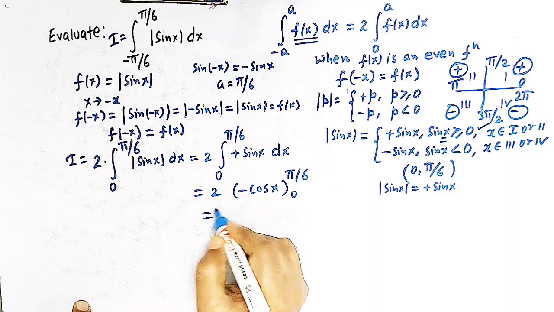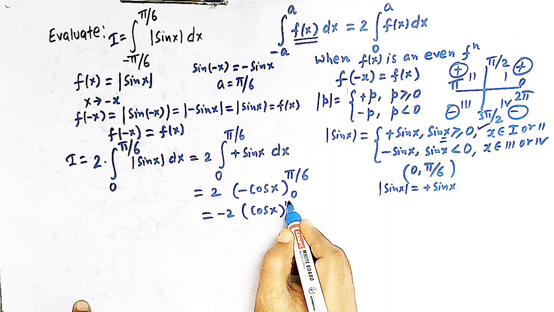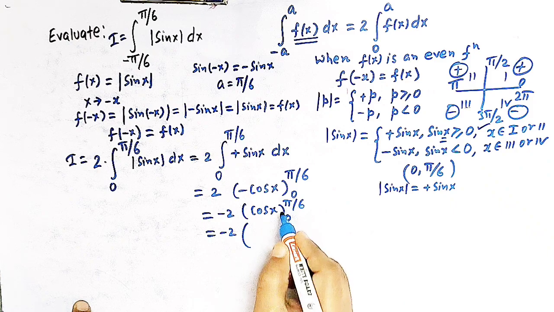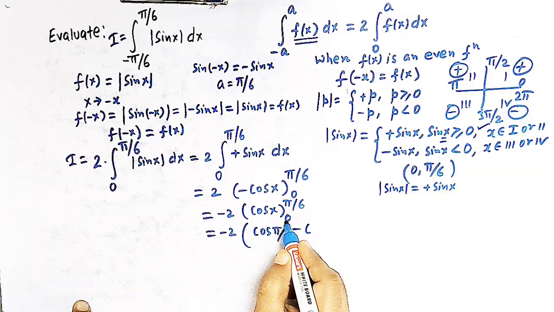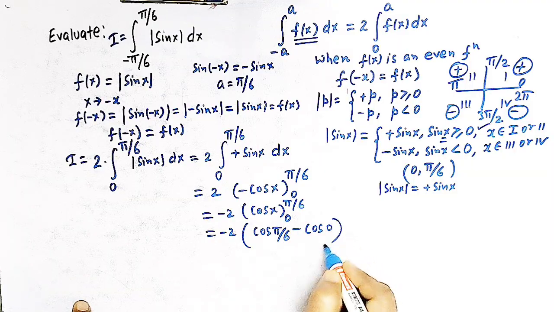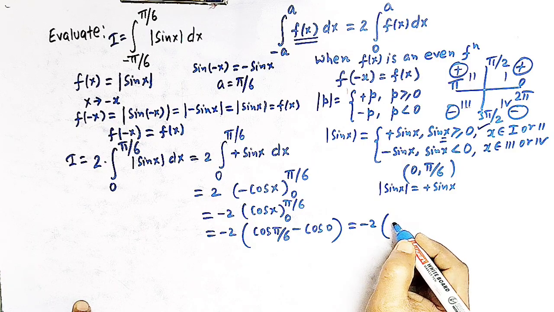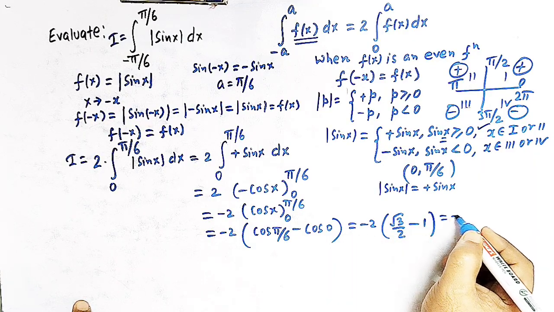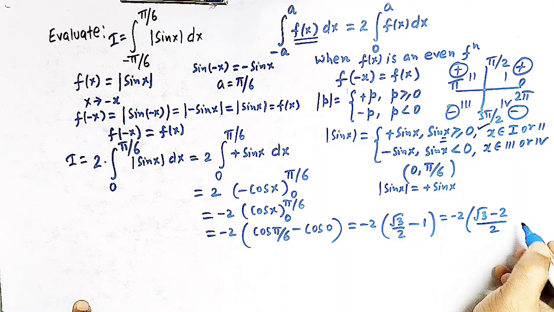So we can take this negative sign outside, and we have cosine x, and limits are from 0 to pi by 6. So we have minus 2. First we'll take x is equal to pi by 6, and then we'll take x is equal to 0. So we have minus 2. Cos pi by 6, that is cos 30 degrees, is root 3 over 2, and cosine 0 is 1. So we have minus 2, and we can now write root 3 minus 2 over 2.